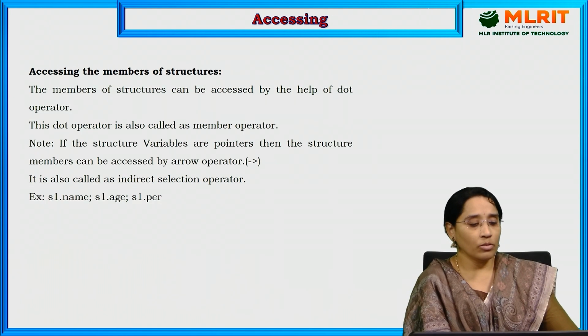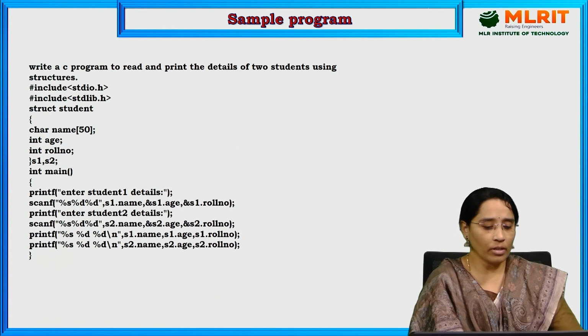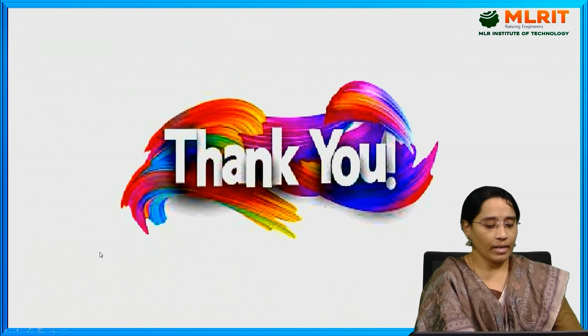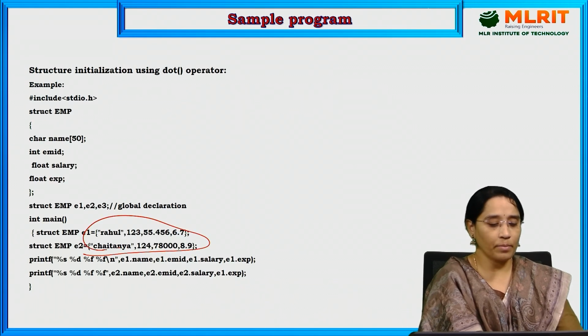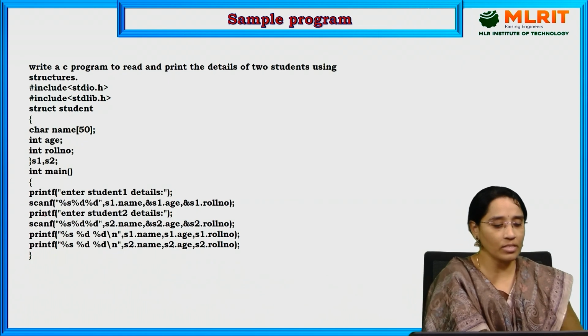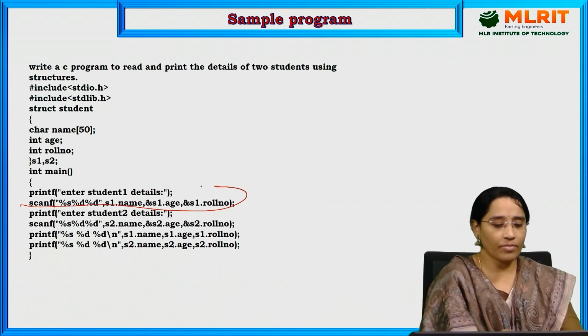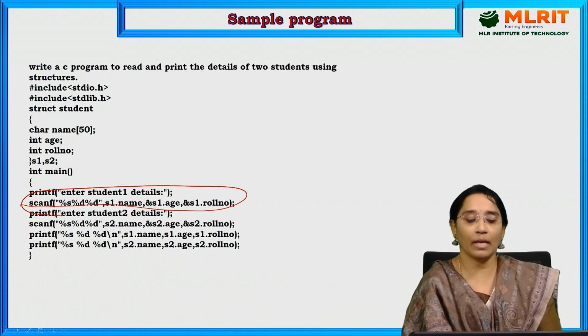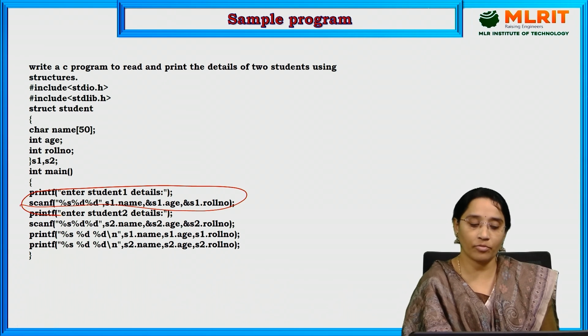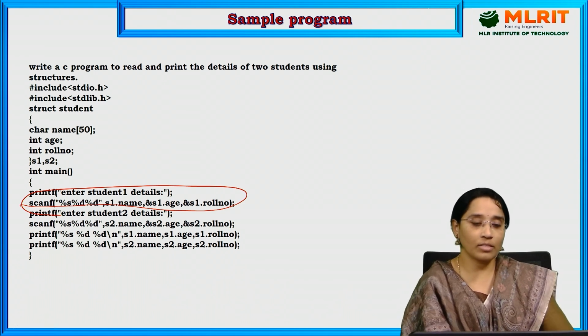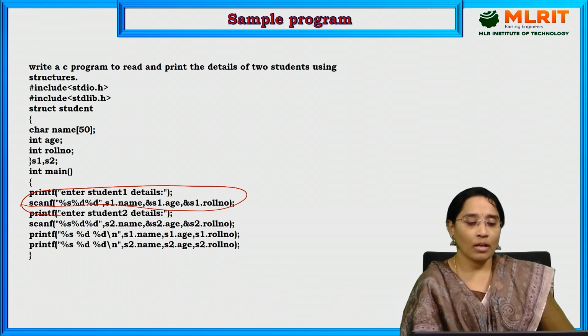Compile time initialization you give directly while declaring, like this. Runtime initialization is this one: you can use the scanf function and enter the name, roll number, age, or whatever data at runtime. So that's all for this session. In the next session, we will see array of structures.